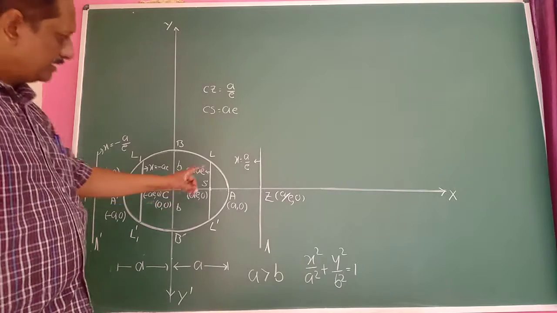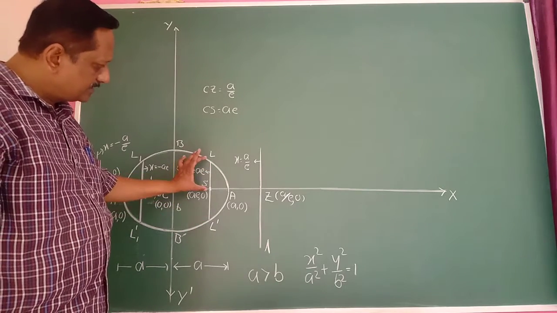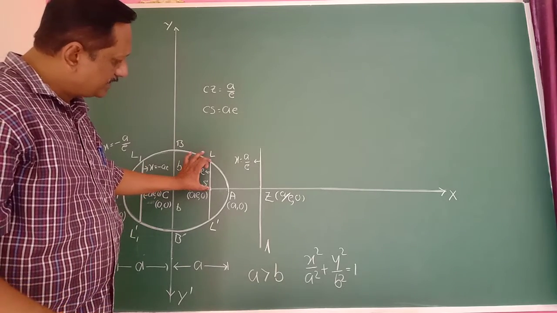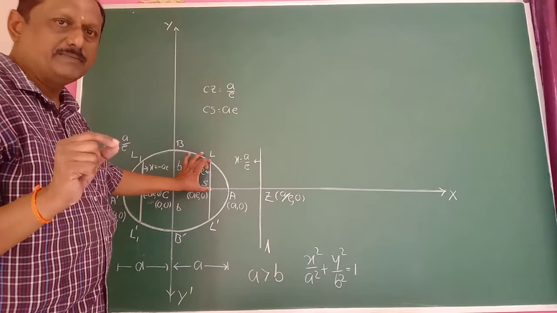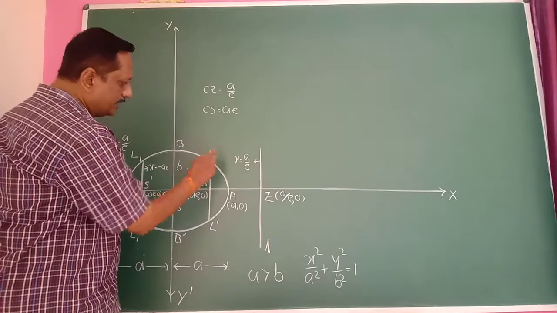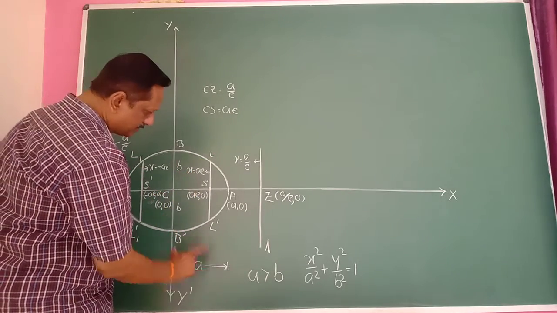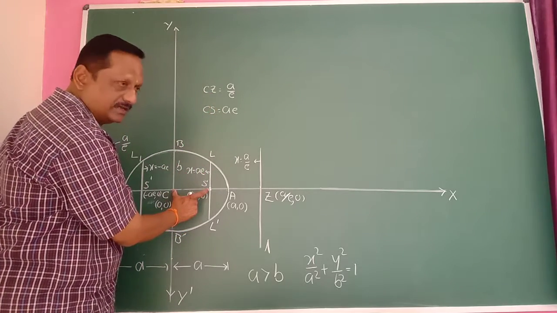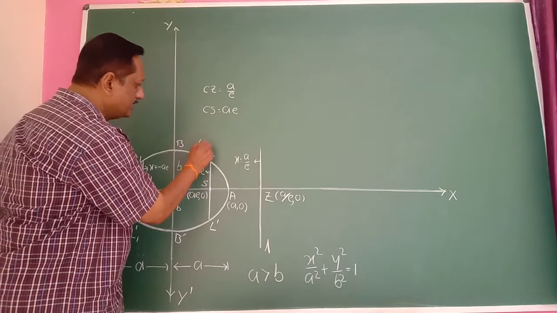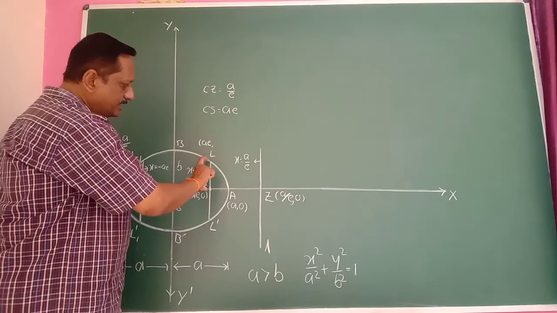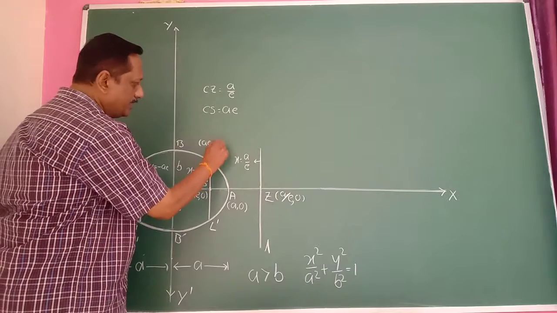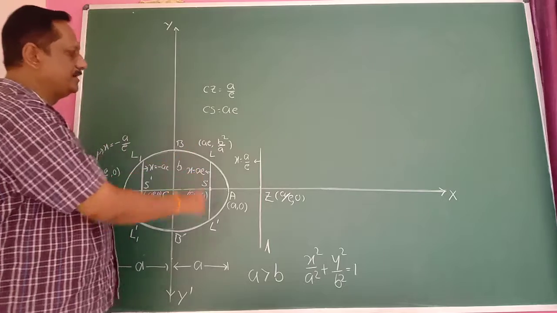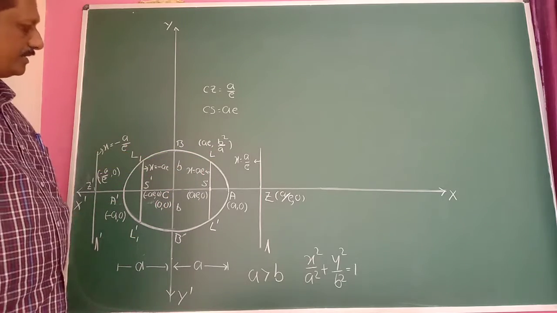And you proved that LS is b square by a, the length of the semi-latus rectum. Hence the coordinate of L becomes: CS is equal to ae, so its x coordinate is ae, and this height is b square divided by a. Therefore, the coordinate of L is (ae, b square by a).